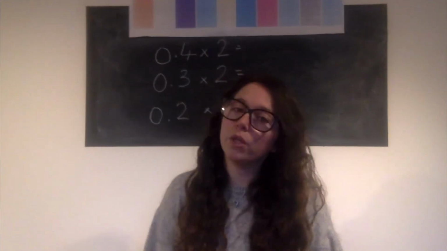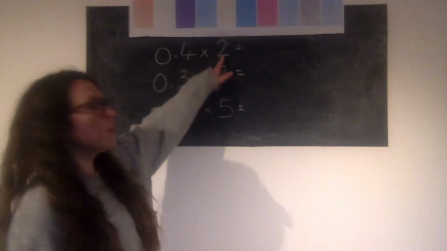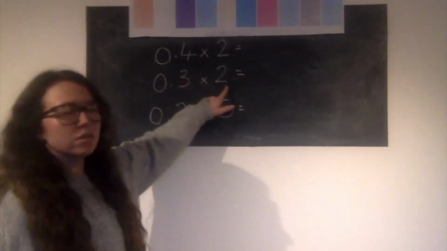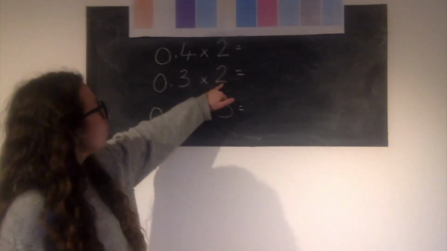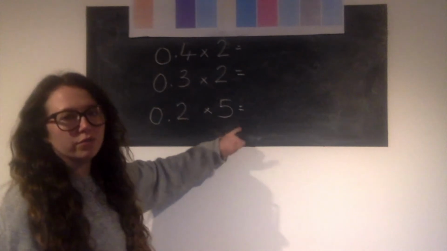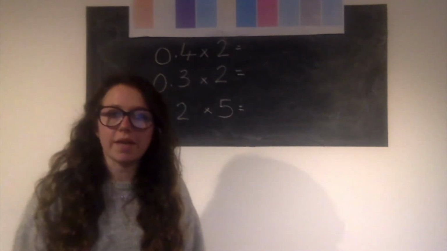Thinking about that, I want you to pause the video and have a go at these 3 questions. 0.4 times 2, so 4 tenths times 2. 0.3 times 2, so 2 lots of 3 tenths, and 0.2 times 5, 5 lots of 2 tenths. Doesn't matter which method you do, see if you can get the right answers.